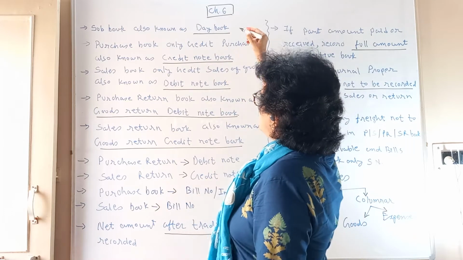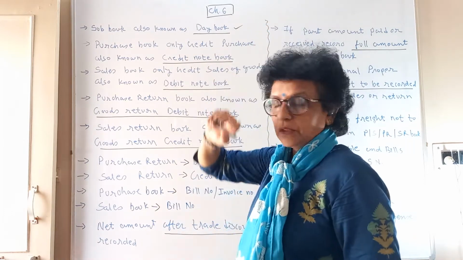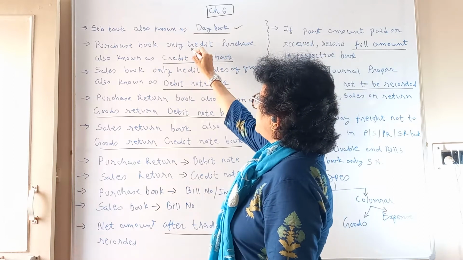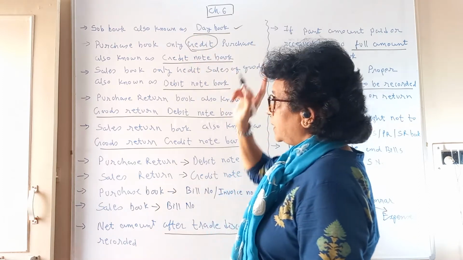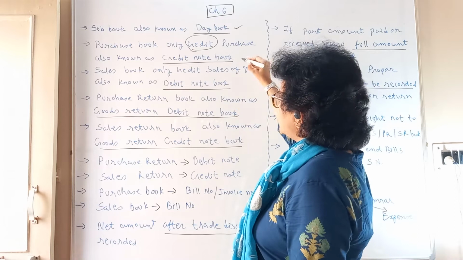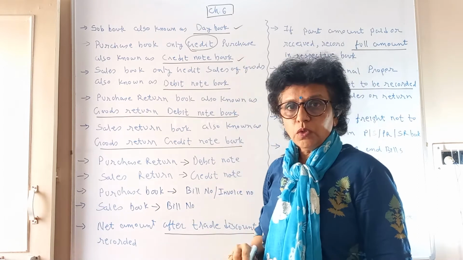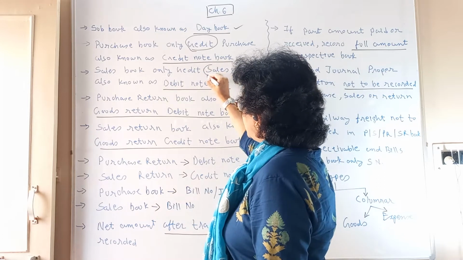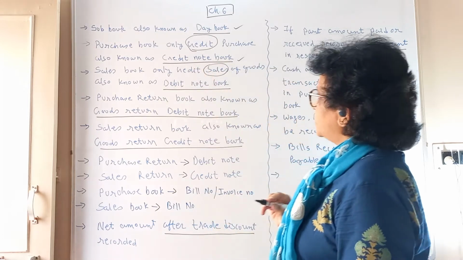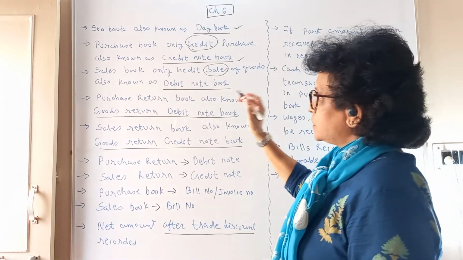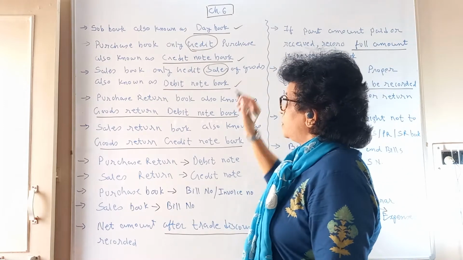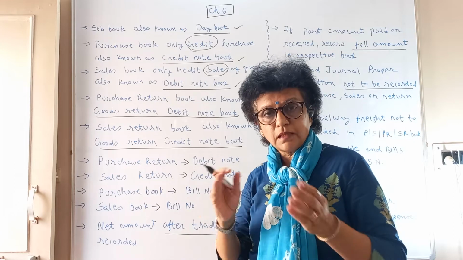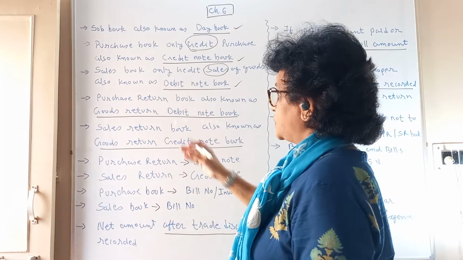Subsidiary book, also known as a day book, that is for your MCQ. The purchase book: only credit purchase transactions are recorded, and it is also known as a credit note book. Sales book: only credit sales transactions of goods are recorded, and it is also known as a debit note book. Okay, these are the points that can be asked in an MCQ.